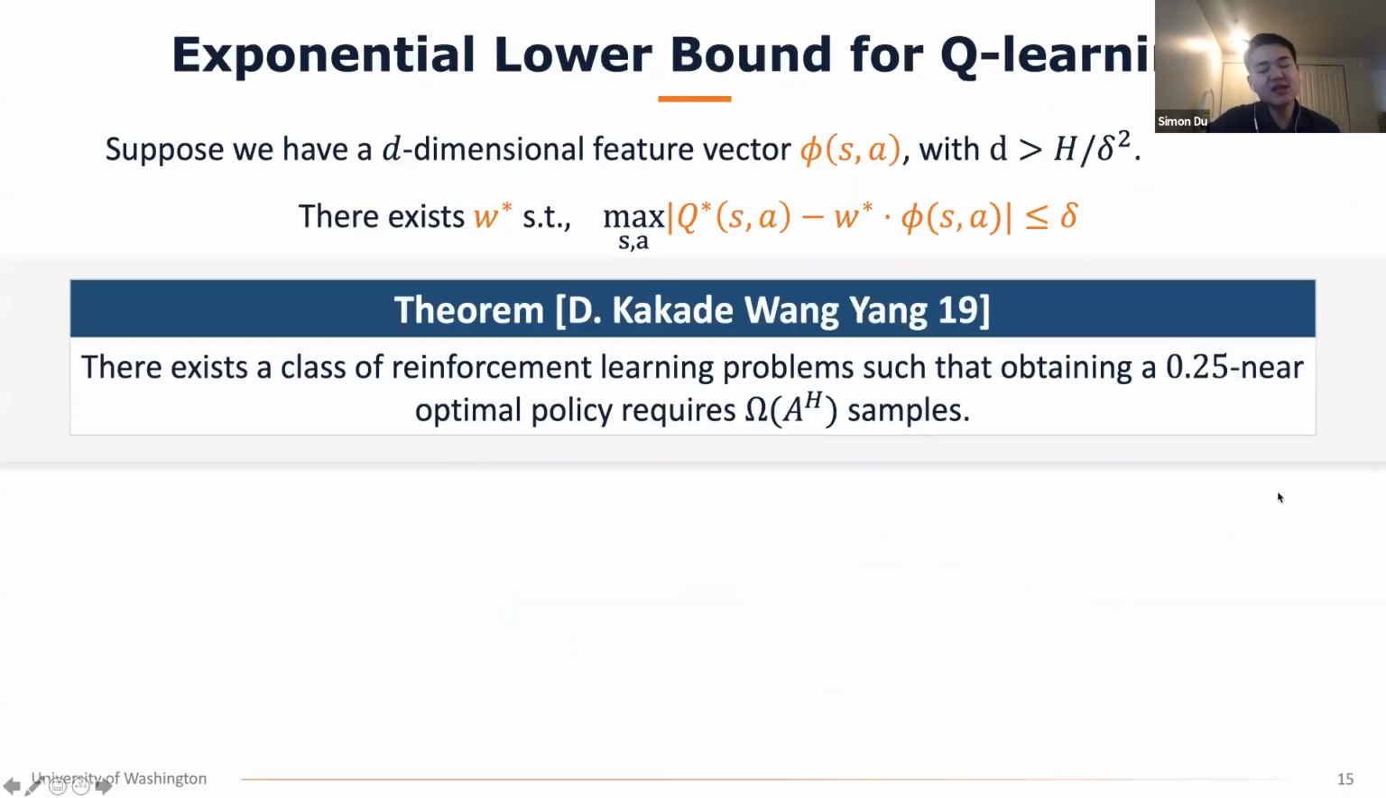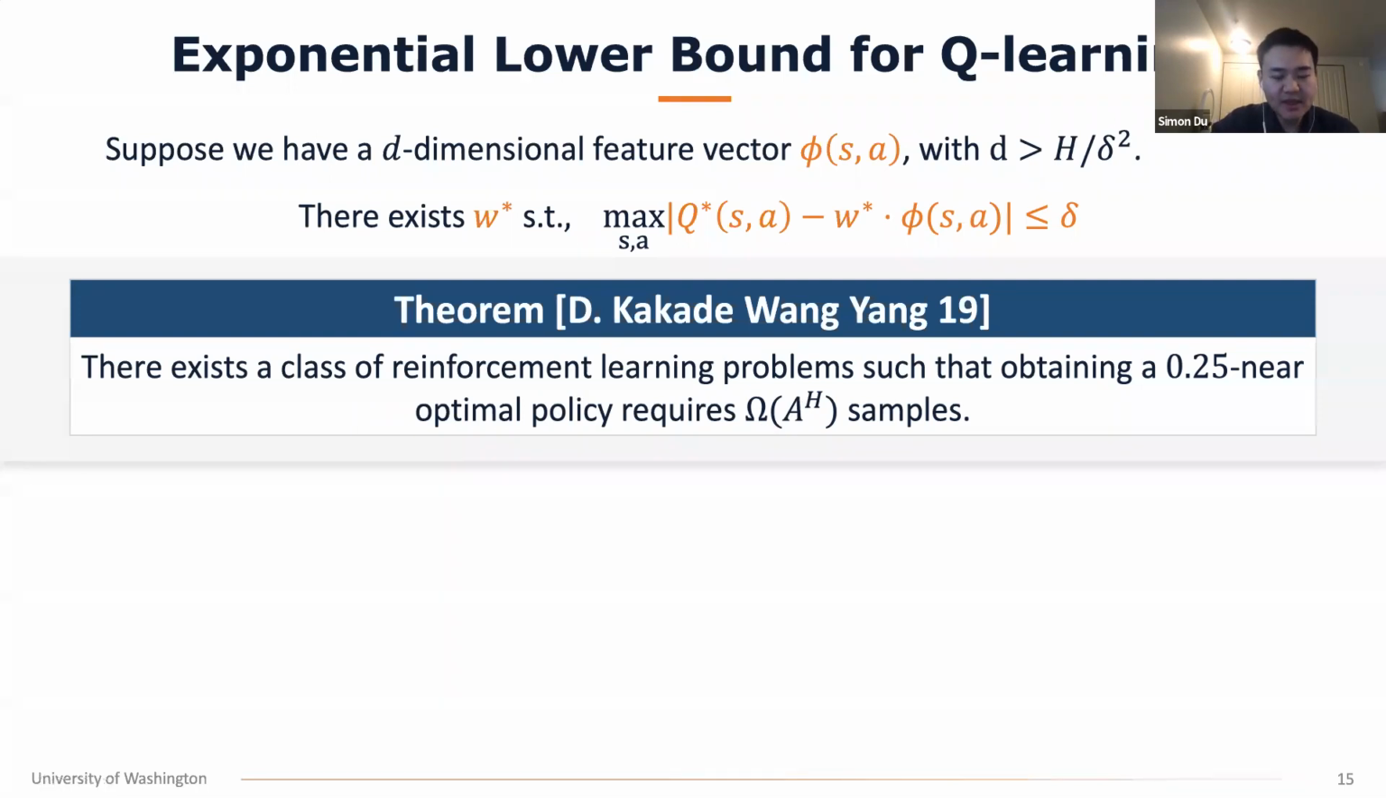All right, so here's our main result. Unfortunately, we give a negative answer to this question. Suppose you have a d-dimensional feature vector phi, and this feature vector is relatively high dimensional. That is, d is bigger than, say, h over delta squared, where delta is the approximation error. Even with this assumption, where delta is very small but d is very large, we can show that there exists a class of reinforcement learning problems such that even finding a constant near optimal policy, say 0.25 near optimal, you need an exponential number of samples. Exponential here is A to the h, where A is the number of actions and h is the planning horizon.